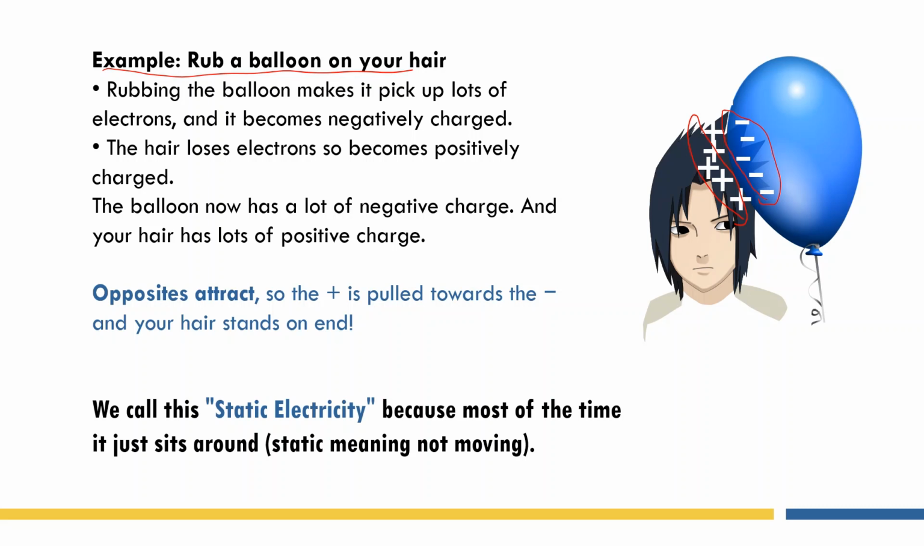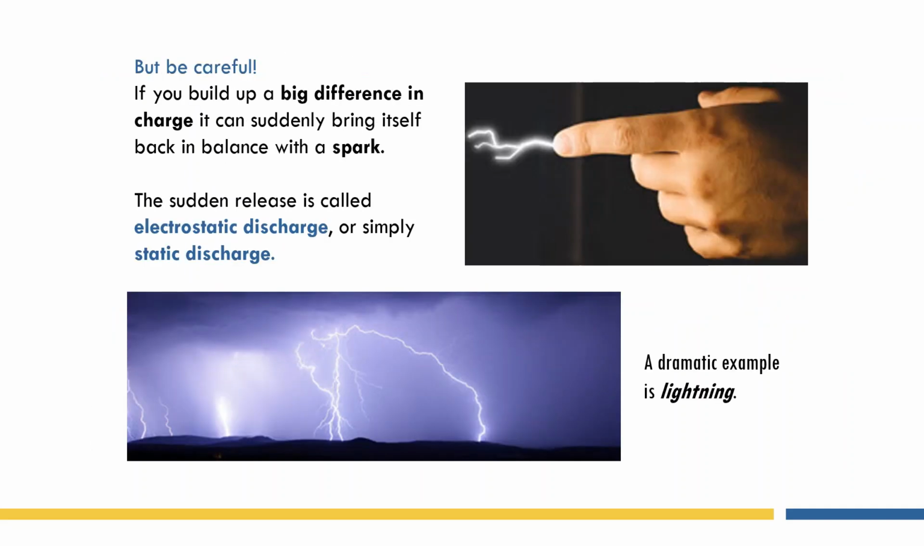For example, in the case of the rubbing balloon, you may only have five positive charges and five negative charges. But if you have a lot of positive and negative charge separated from each other, it turns into a spark. The positive charge and the negative charge are trying to come back to each other because they attract each other. This phenomenon we call electrostatic discharge or static discharge. It happens in the example of lightning when it's raining.